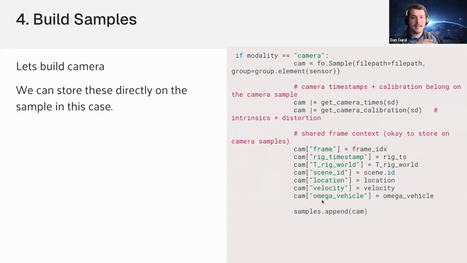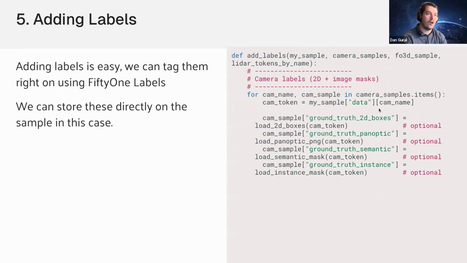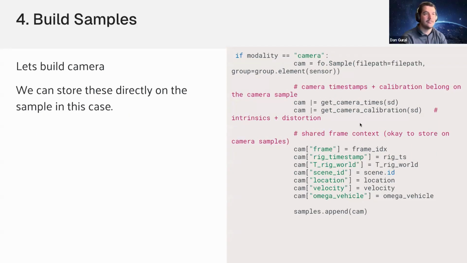Just grab all the metadata. It's super easy to write anything to a sample in FiftyOne, especially when it's a camera. Just literally call sample or cam or whatever you called your sample. In this case, I called it cam. And then just the name of the metadata field you're storing on, and then everything else. It's very easy. Just pass it in, and then I'll append that to our list at the end. Now we have all of our LiDAR samples. We have all of our point clouds.